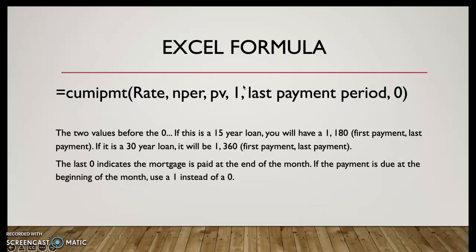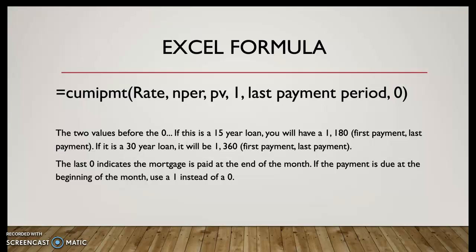So you're going to have a 1 where the start period is, and where it says last payment period, it would be a 180. Okay? If it's a 30-year loan, 12 times 30, 12 months in a year, 30 years in the loan, you would have 360 payments. So it would be a 1, 360.